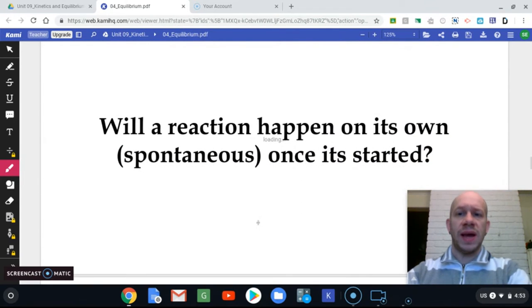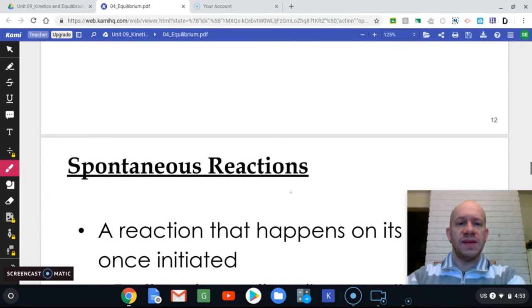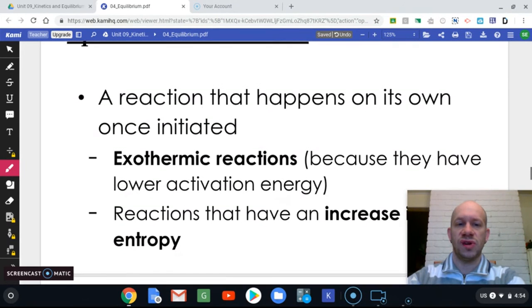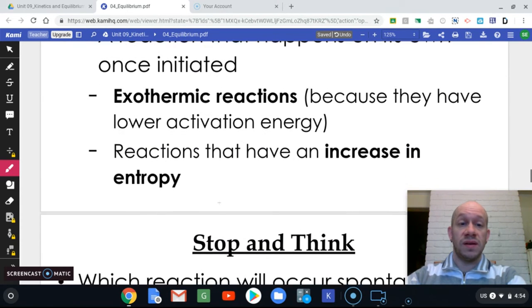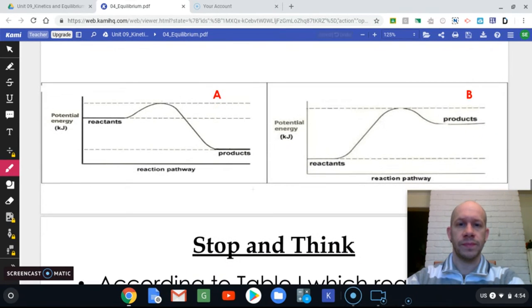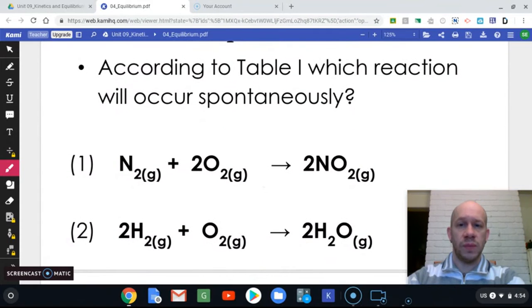So will a reaction happen on its own, which is what we call spontaneous, once it is started? Spontaneous reactions are defined as reactions that happen on their own once initiated. Exothermic reactions are spontaneous because they have lower activation energy. Reactions that have an increase in entropy will also be considered spontaneous. So stop and think, according to Table I, which reaction will occur spontaneously?